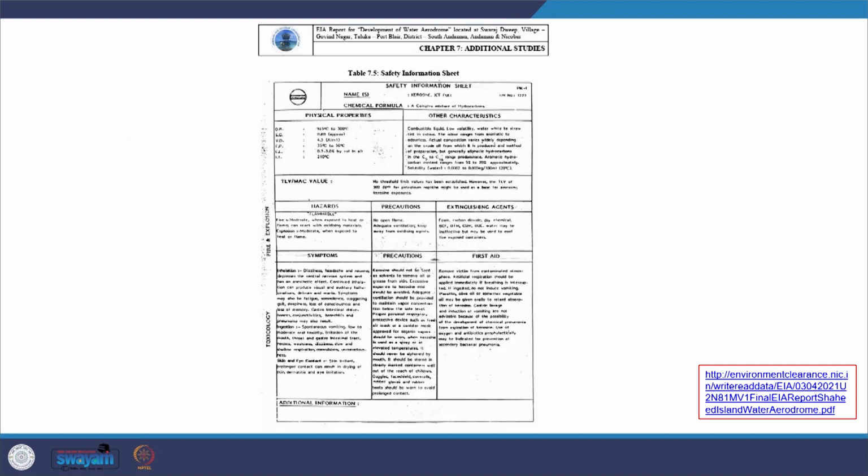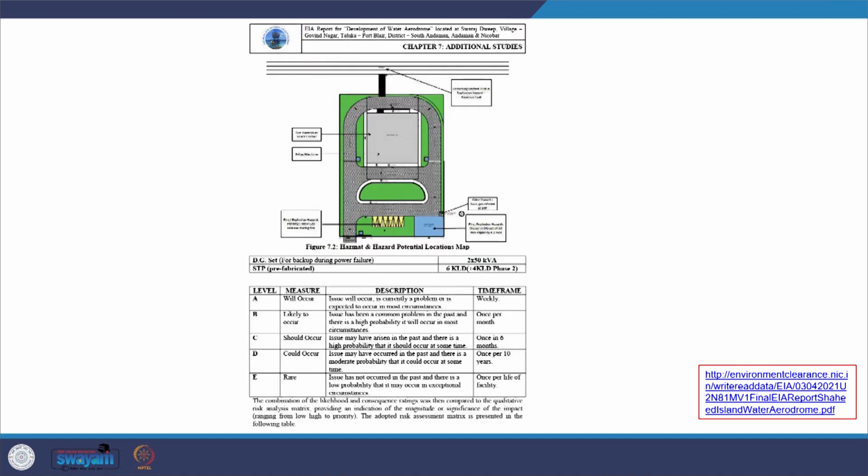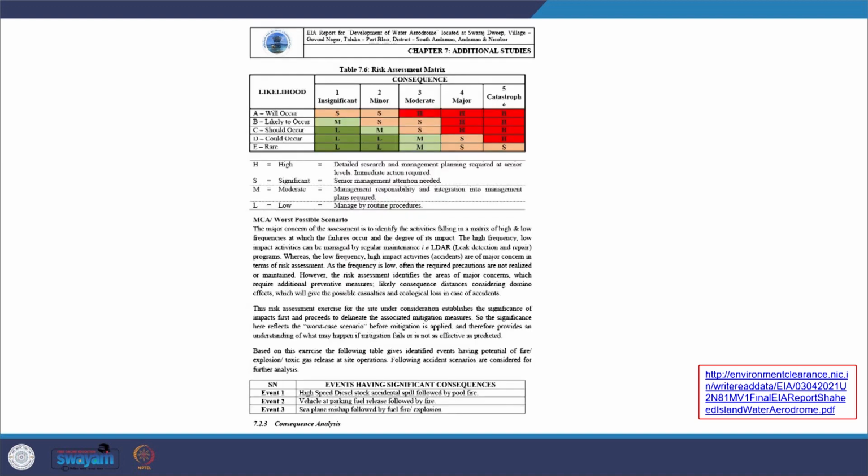So they also created a safety information sheet, and how they're going to keep a record of that. So further you see they have also created all kind of information about what diesel they are using, ingredients of diesel, and so on. And then they have done all kind of hazard potential location mapping, which we had seen. So they have undertaken that kind of mapping here.